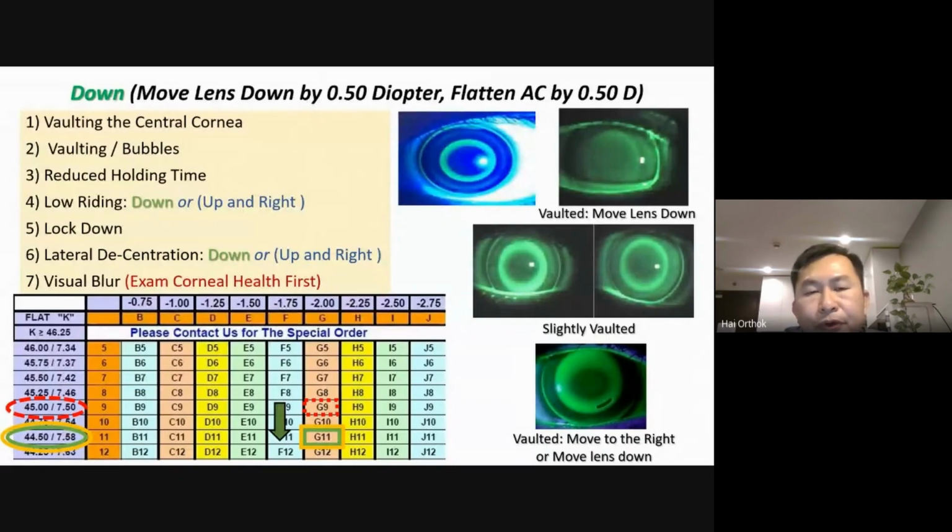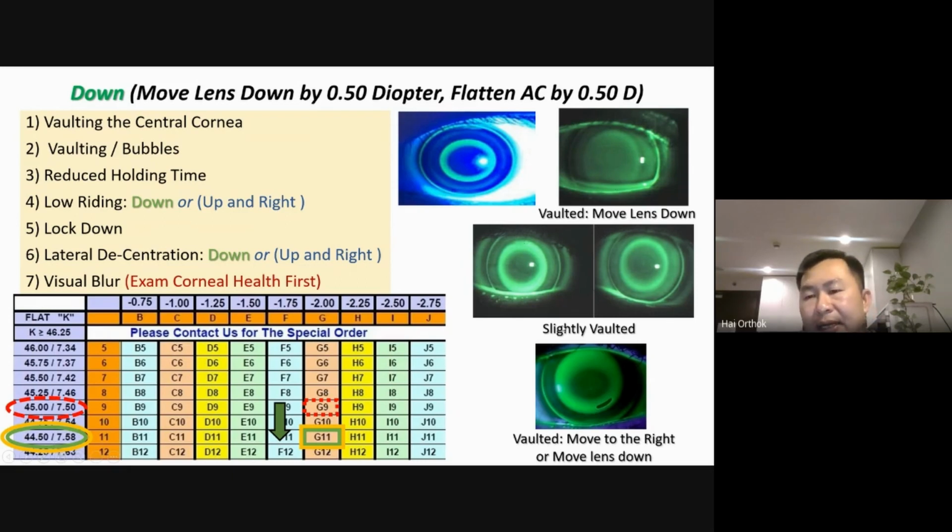Another troubleshooting step is moving the lens down half a diopter when you see vaulting. How do you recognize lens vaulting? The first thing is you can see the lens vaulting if the lens has a lot of tear under the base curve, under the alignment curve, and all over the lens. That means the lens is too steep compared to the cornea. So to make the lens fit the cornea well, we have to flatten the alignment curve. That's why we use a lens half a diopter flatter in order to troubleshoot the steep lens.